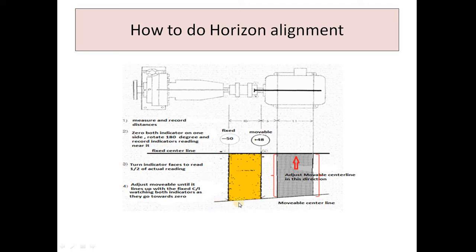Join these 2 points, project it, and see where it is projected towards the motor side, the movable side, and then measure the distance between the fixed center line and these 2 points, rear foot and front foot. You have to push the movable machine in this direction by this measured distance, then the center line of the movable machine will coincide with the fixed center line. That means horizontal misalignment is completed.